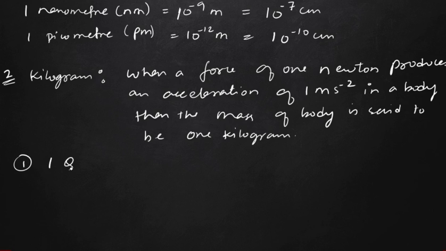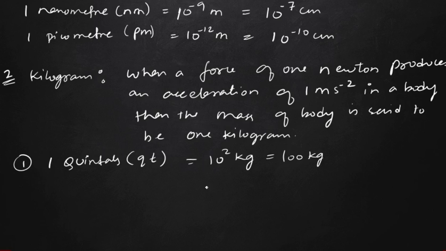We use these as multiples of kg: 100 kg, 200 kg, 300 kg, 1000 kg. For this we use these terms. 1 quintal, or it can be written as small q, small t. 1 quintal means 100 kg, or we can write 10 square kg. 100 kg means 1 quintal.